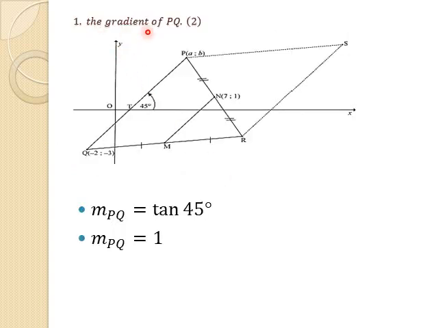Question 1, they want the gradient of PQ. The angle of inclination starts from the x-axis and touches the line, so the gradient of PQ equals tan 45. Tan 45 equals 1. So the gradient of PQ equals 1. 1 mark for tan 45, 1 for the answer.